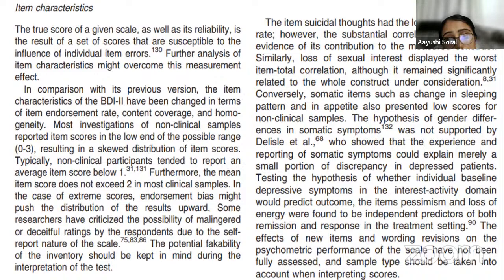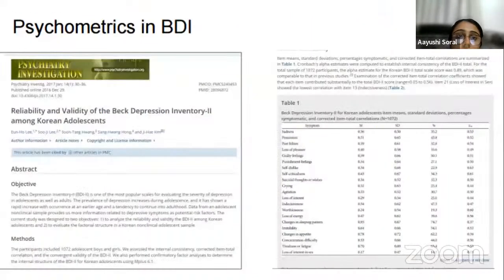The hypothesis of gender differences in somatic symptoms was not supported. There are certain studies which took place in this regard, and they talk about how much a particular item gives you knowledge about the construct. Again, this is one of the studies: the reliability and validity of the BDI among Korean adolescents, which talks about insomnia, how the deficiency of sleep ultimately moves towards depression. So again, a study will talk about it in this way.